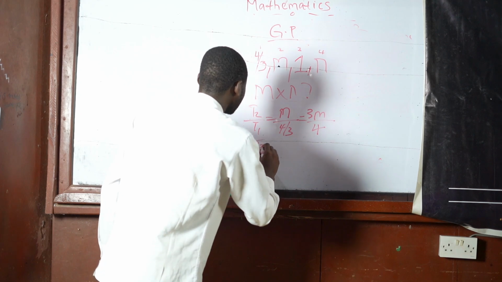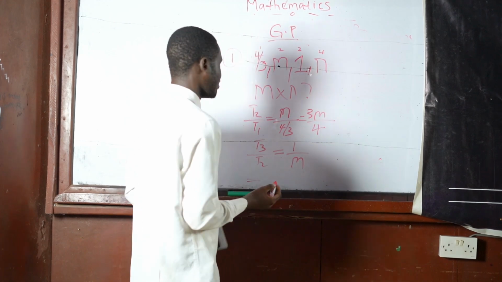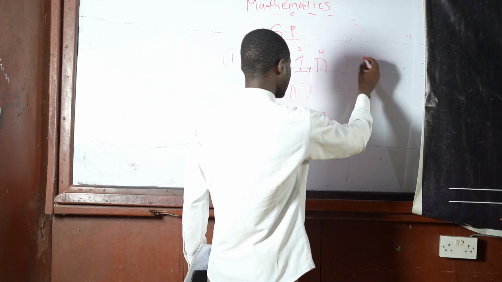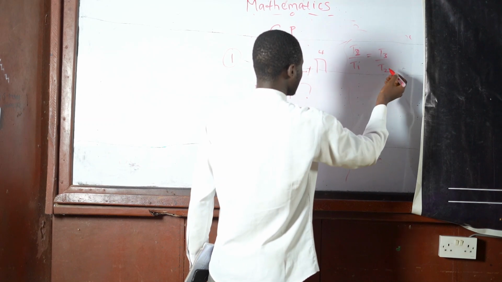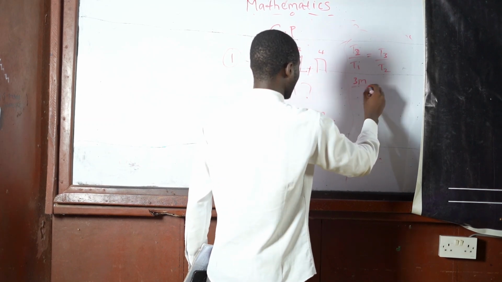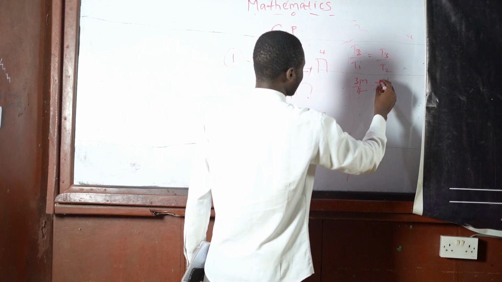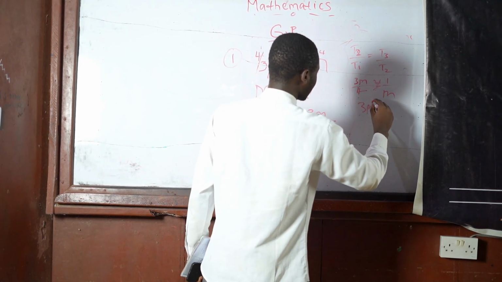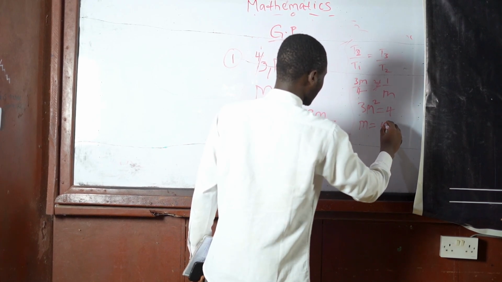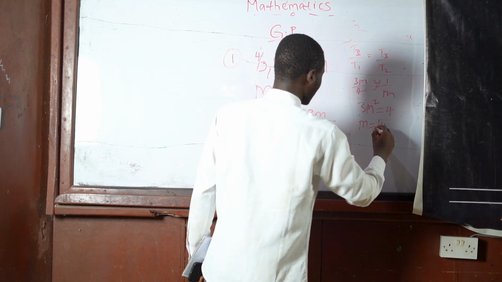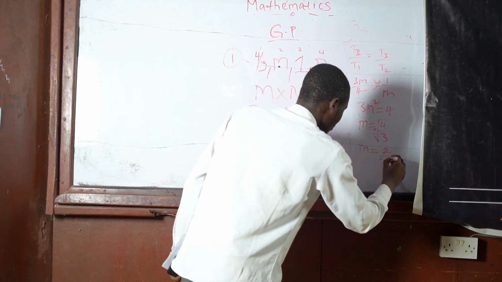And then we are going to have T3 over T2. What about T3? That's 1, and that's 1 over m. So what we need to do now is to equate these two together, saying T2 over T1 is equal to T3 over T2. That means 3m over 4 is equal to 1 over m. Then we cross multiply. That will give us 3m squared equals 4. So from here, m squared equals 4 over 3, so m will be equal to plus or minus the square root of 4 over 3, and this will give us 2 over root 3.